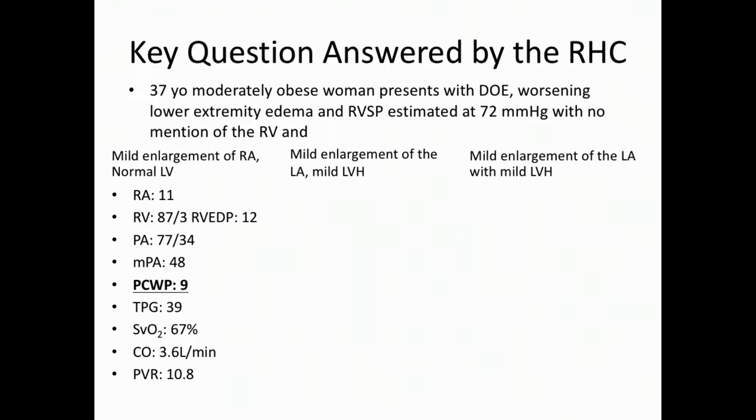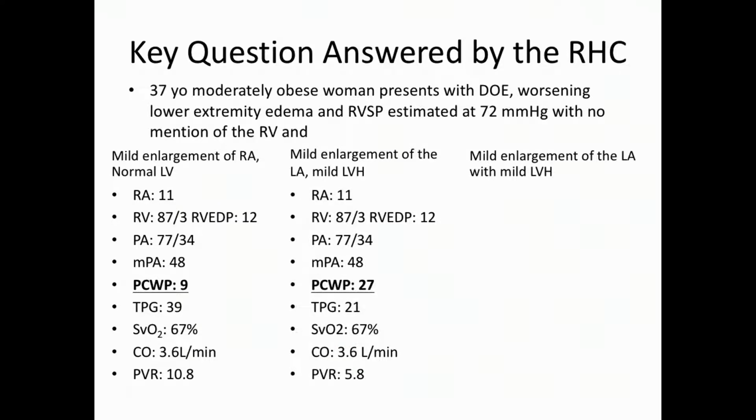Now we can contrast that. Remember, the echo is the same, but in this case now we have mild enlargement of the left atrium and mild left ventricular hypertrophy. You can see that the right atrial pressure is the same, pulmonary artery is the same, but now the left atrial or pulmonary capillary wedge pressure is significantly elevated. Our transpulmonary gradient is now down, and our resistance is 5.8.